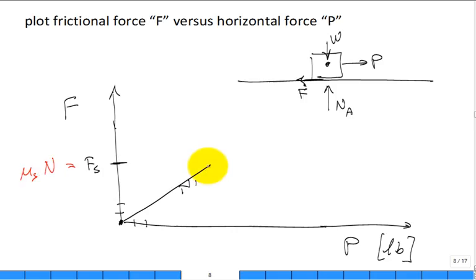Then what happens when you get up to this critical point? You can't keep going, can you? If you keep loading it with a higher load, what's going to happen?